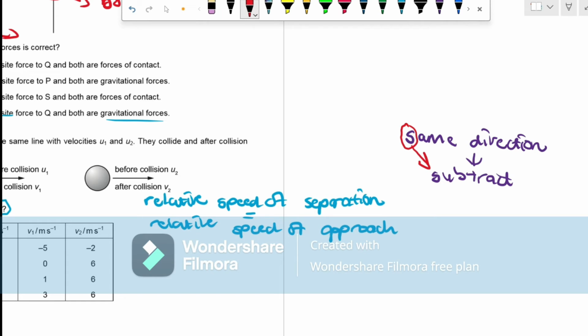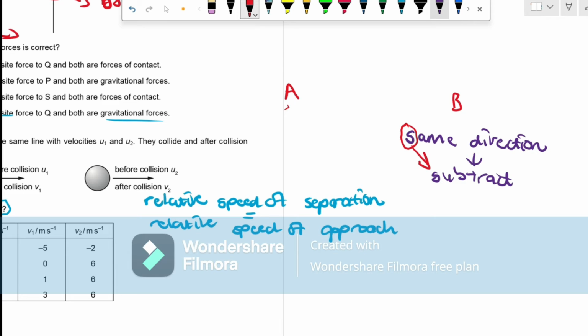Imagine you have car A and car B. They are moving in the same direction. Car A is moving at 30 meters per second. Car B is moving at 20 meters per second. Look at their relative speeds. These guys differ by 10 meters per second. That's their relative speed, because if A travels 30 meters in 1 second, B has traveled 20 meters. So relative to each other, they have a difference of 10.